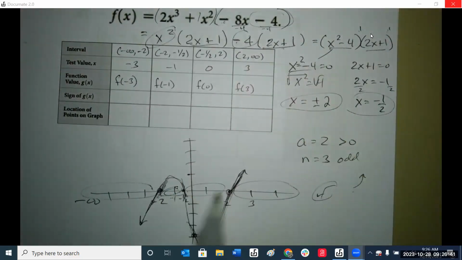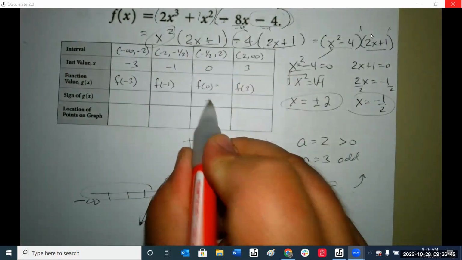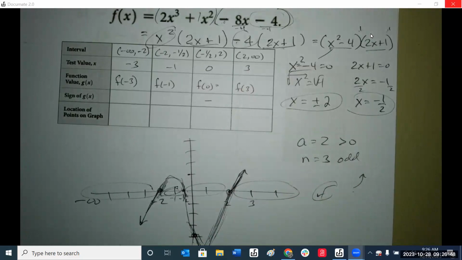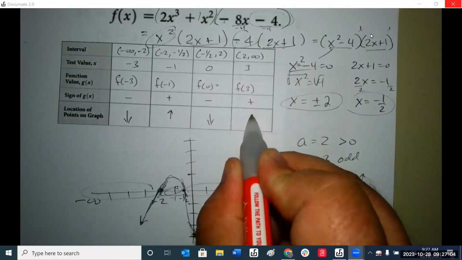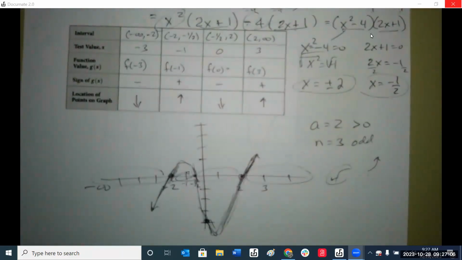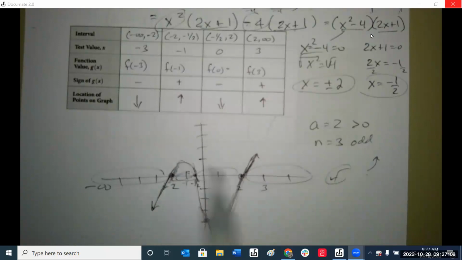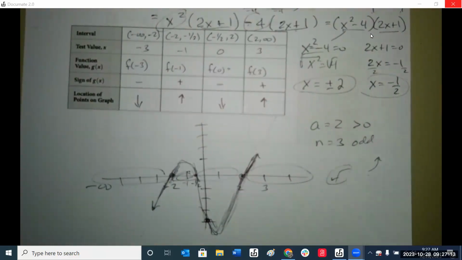So at this interval, we know it's already down here, so it's going to be negative. This one here is going to be positive because it's over here. Between this, it's above there, so it's going to be positive, and then it's going to be negative. So work those out, you'll see. So this is below the x-axis, above the x-axis, below and above. Negative, positive, negative, positive. That's all it's telling us.